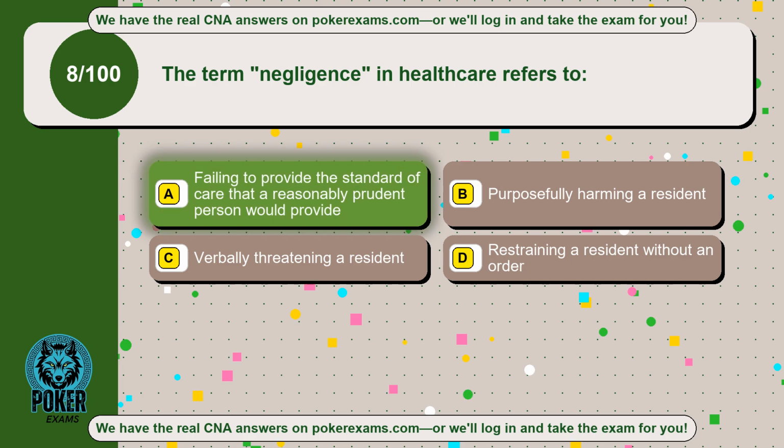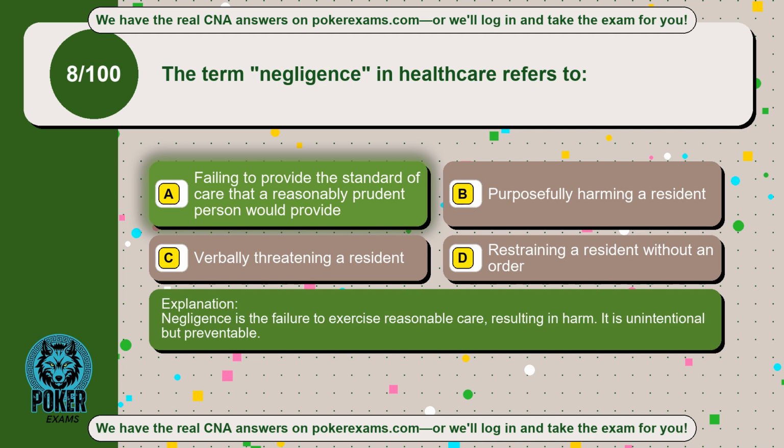The correct answer is option A. Failing to provide the standard of care that a reasonably prudent person would provide. Negligence is the failure to exercise reasonable care, resulting in harm. It is unintentional but preventable.